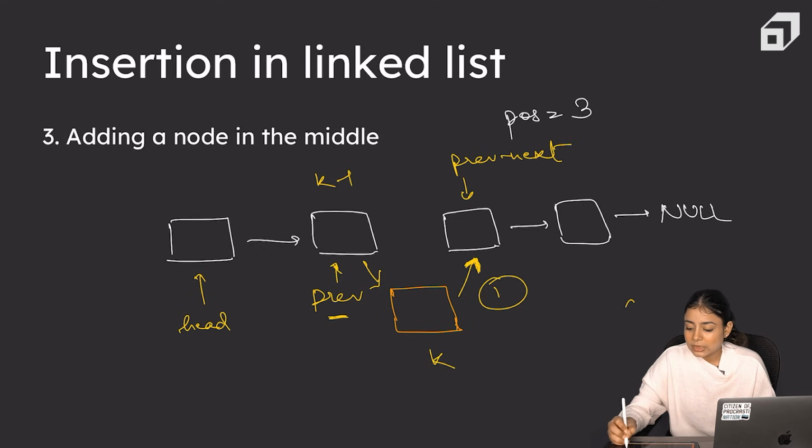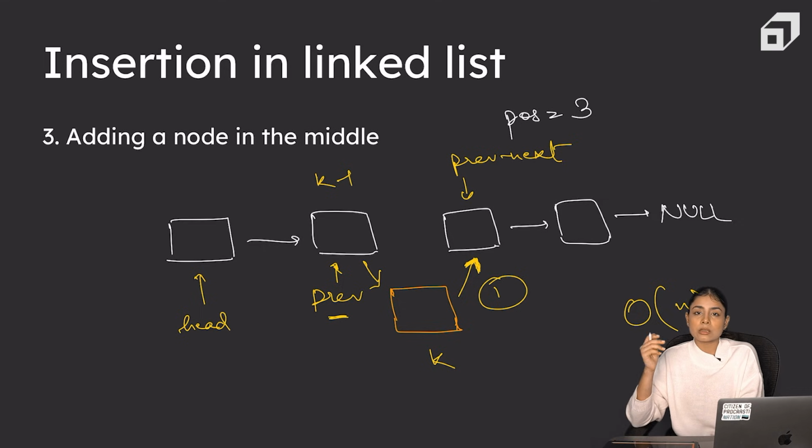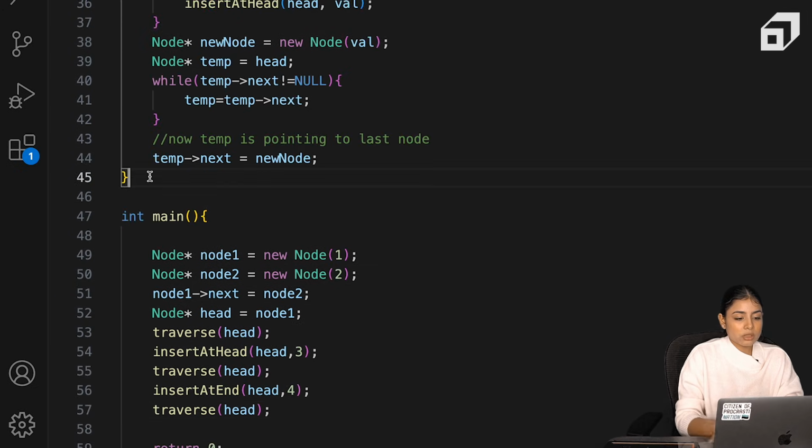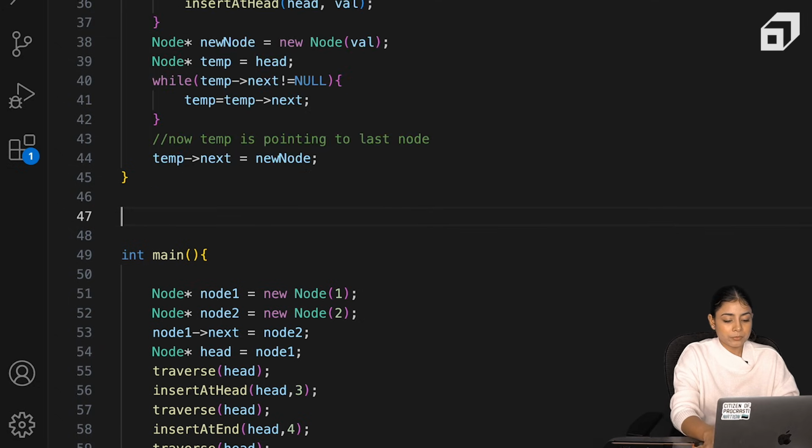What will be the time complexity? The time complexity here in the worst case would be O of n. If the position at which I want to insert is the last position, then I would be required to traverse the entire linked list. That will make the time complexity O of n, or in the average case it will be O of k. Let's see the implementation now. Void insert at middle.